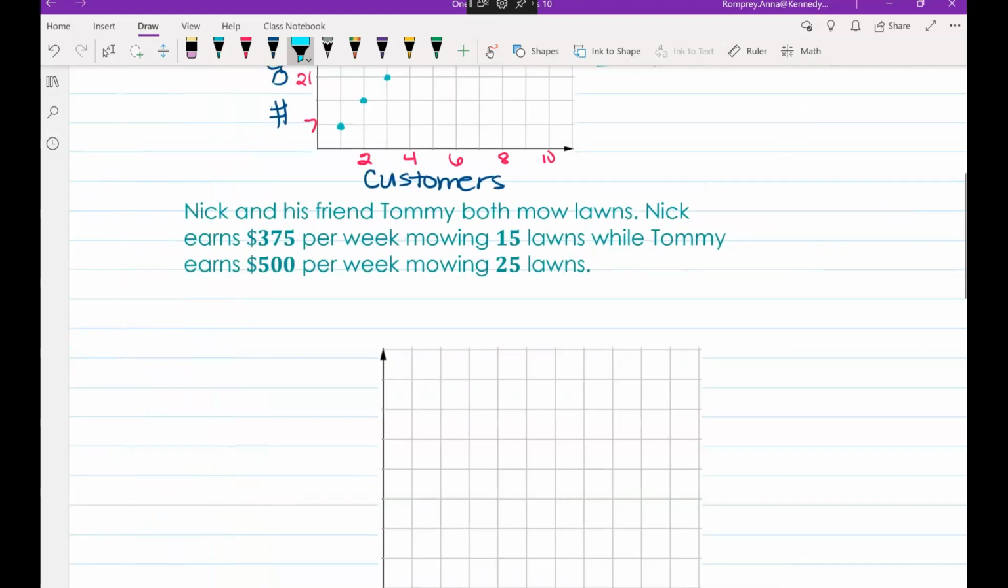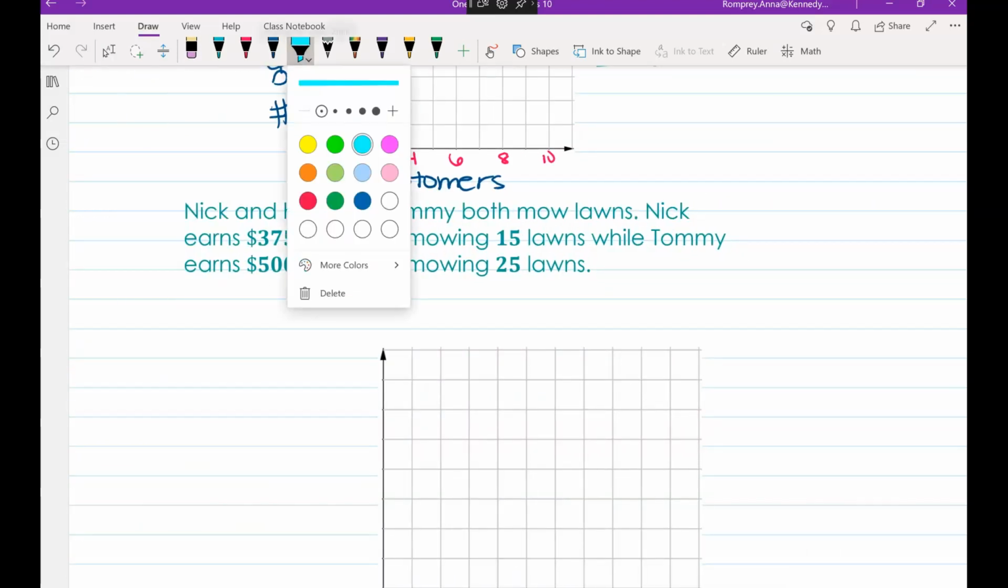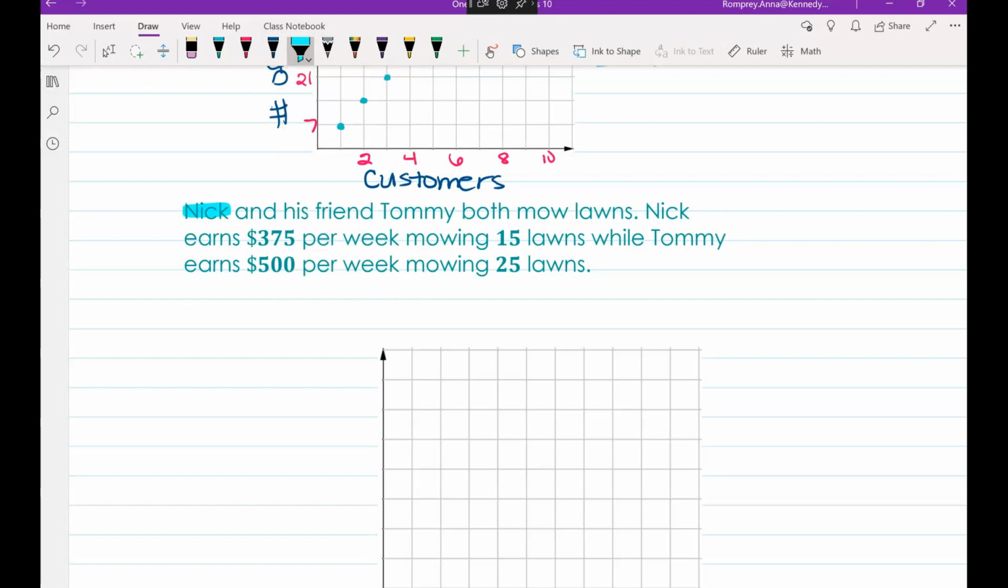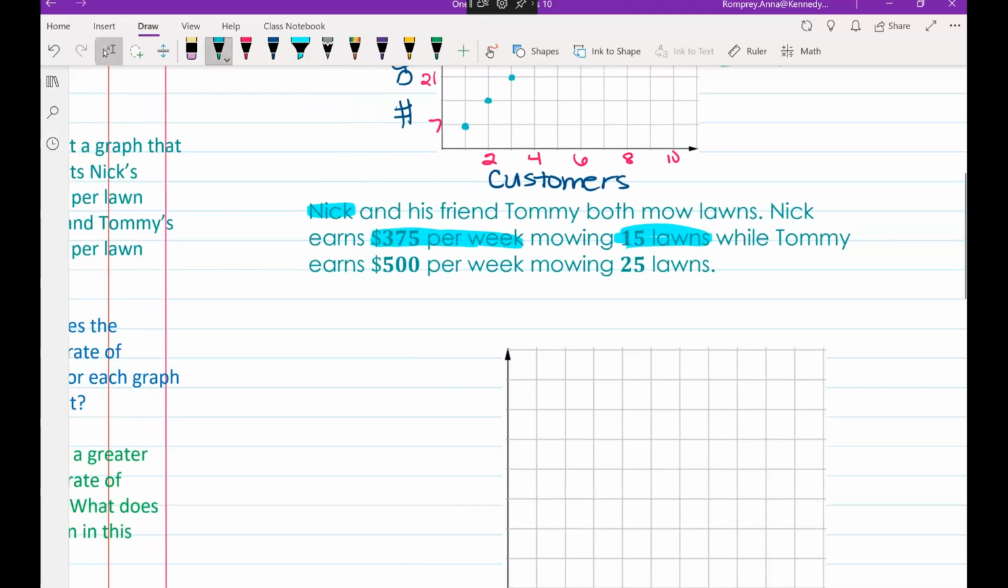Okay, so let's start with Nick. Okay, so I'll just stick with blue. So Nick's gonna be blue. So Nick earns $375 a week, mowing 15 lawns.